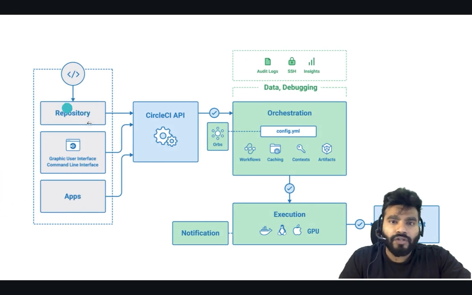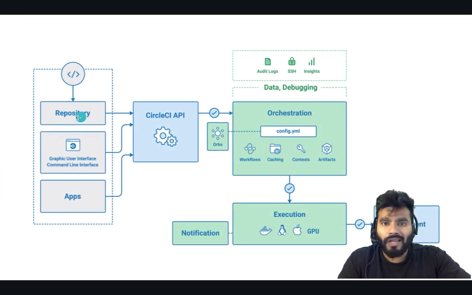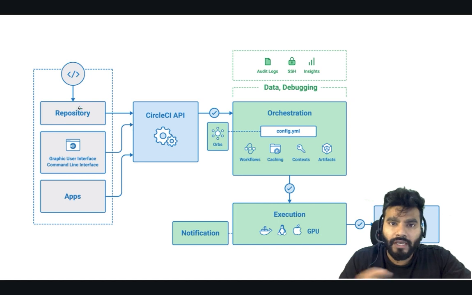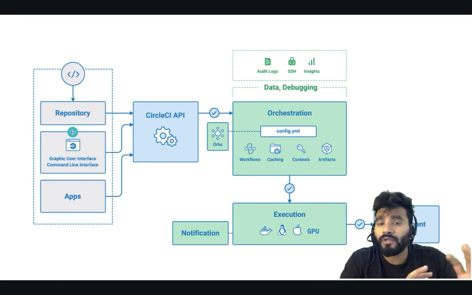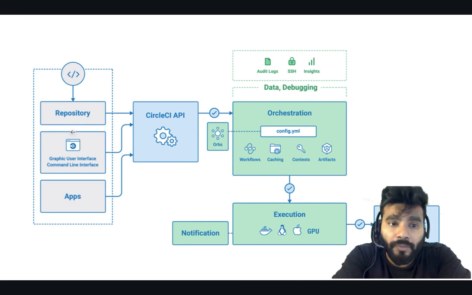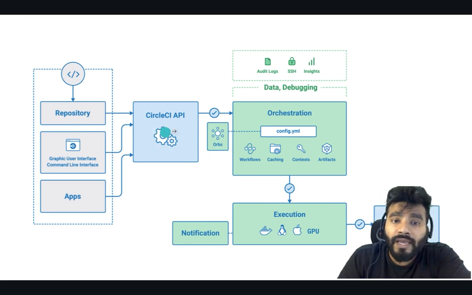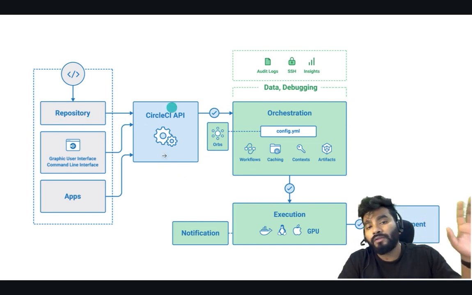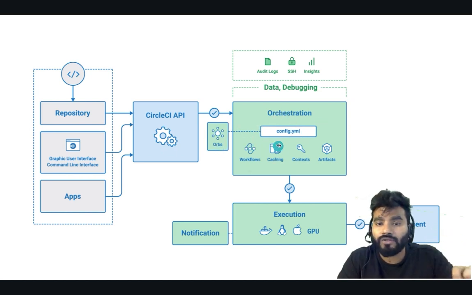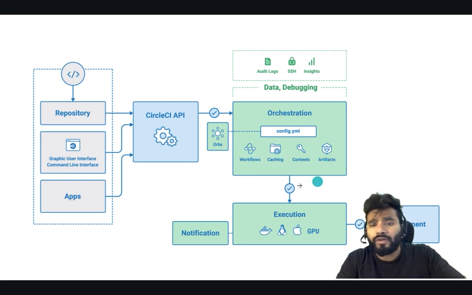As you can see, you've got the repository, which could be sitting on GitLab or Bitbucket. I don't think CircleCI gives you repository features. It has to be sitting in some sort of source code repository. You've got a CircleCI API, which gets integrated with the repository. As soon as it sees a new commit, the API triggers the ops. The orchestration mechanism has a config.yaml file. It consists of workflow, caching, context, and artifact components.